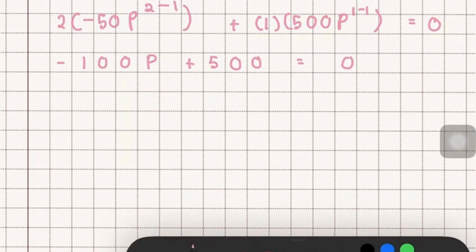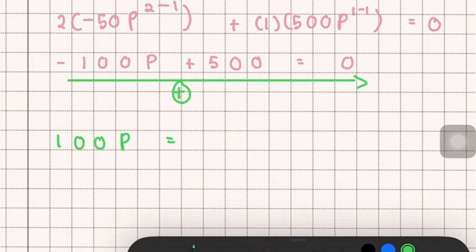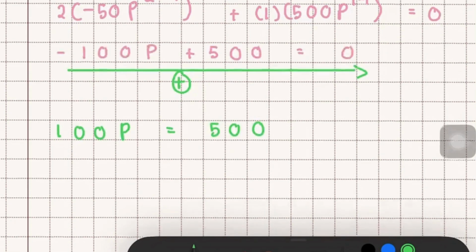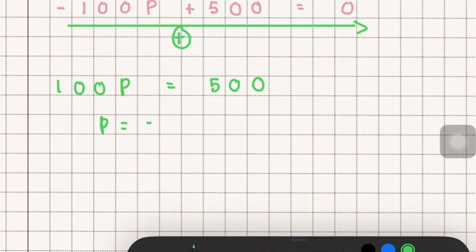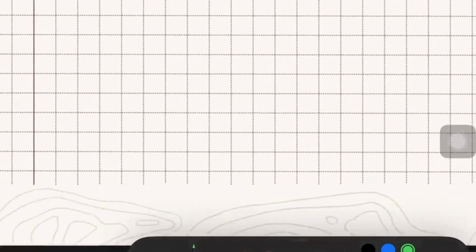So what we need to do next is find the value of p. We bring the negative 100p to the right hand side, so it will change to positive. So 100p equals 500. So p equals 500 divided by 100. So the price for a cup of coffee is 5 ringgit. Settle for the first question, and we proceed with the next question.